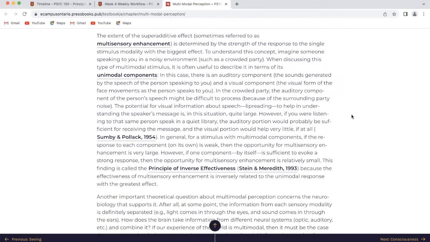In general, for a stimulus with multimodal components, if the response to each component on its own is weak, then the opportunity for multisensory enhancement is very large. However, if one component by itself is sufficient to evoke a strong response, then the opportunity for multisensory enhancement is relatively small. This finding is called the principle of inverse effectiveness because the effectiveness of multisensory enhancement is inversely related to the unimodal response with the greatest effect.